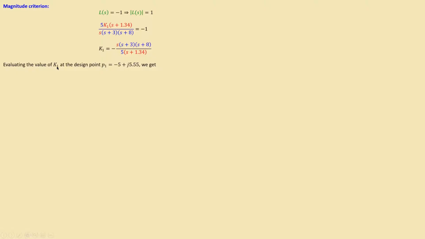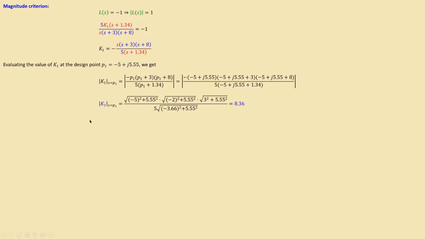And if I now evaluate k1 at the design point we have determined already, then I have the following. I just substitute s with p1, everywhere where you see an s, so 4 times p1, and then just substitute the actual value in here, and then take the absolute value of that one. That will result in the following expression. So we have then the square root of this part with the squares of the real and imaginary part, etc., for the other two parts, and also for this.